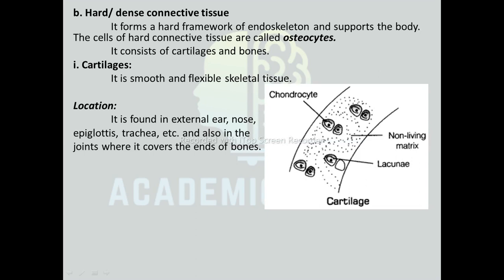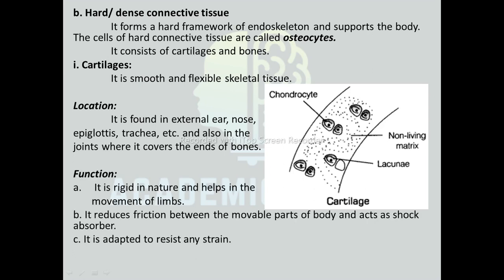And cartilage, it is found in the external ear, nose, epiglottis, trachea, etc. and also in the joint where it covers the end of bones. Functions. It is rigid in nature and helps in the movement of limbs. It reduces friction between the movable parts of body and acts as shock absorber. It is adapted to resist any strain.